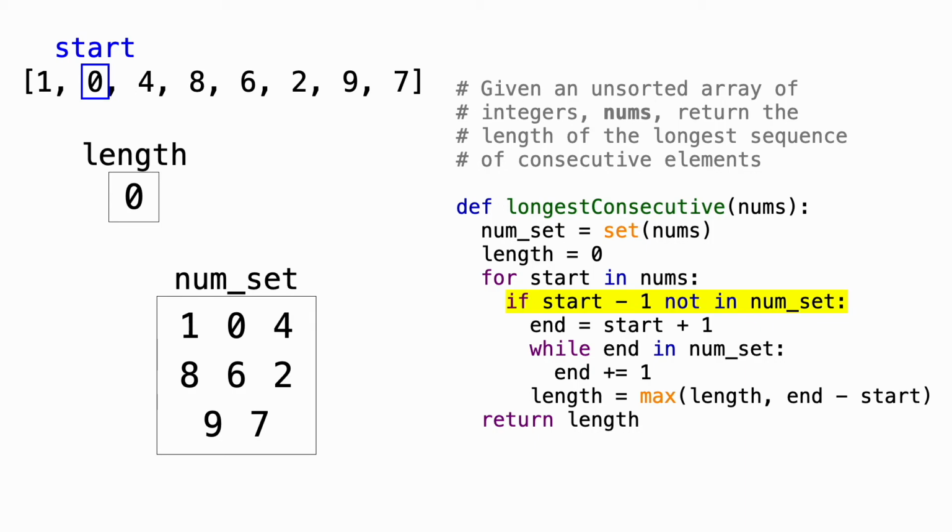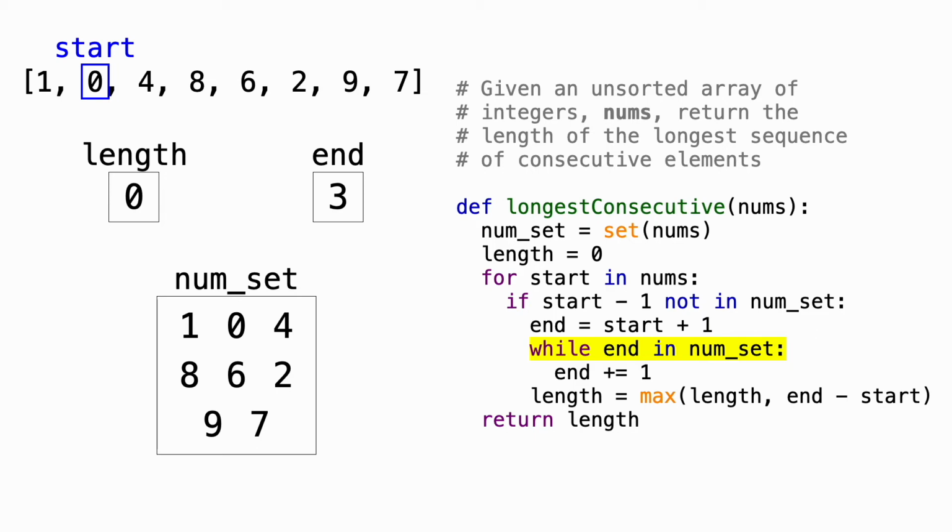We'll create another variable called end and set it equal to start plus 1, so that's 1. Then we'll check if end is in the set, and if it is, then we'll increment it and see how far we can take it. So right now, end is equal to 1, and 1 is in the set, so let's increment end to be 2. Then we'll check again. 2 is in the set, so let's increment it to 3. Now when we check, we see that end is not in the set, so our consecutive sequence has ended.